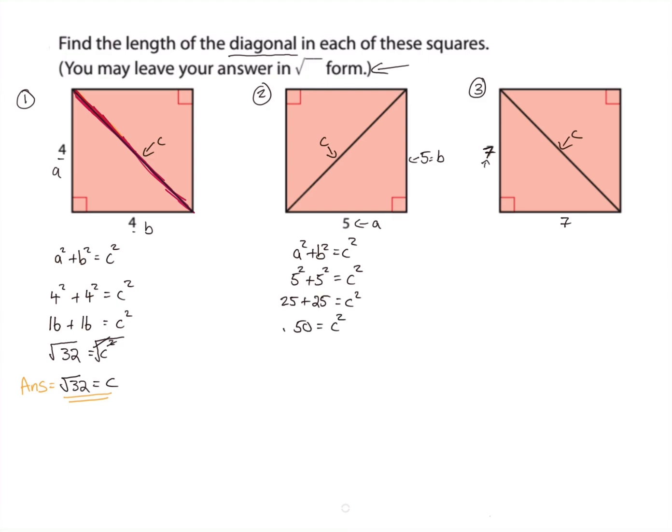And what we do is we square root both sides. And this square root and this squared, they cancel each other out. So we are left with the square root of 50 equals C. And that is our answer.